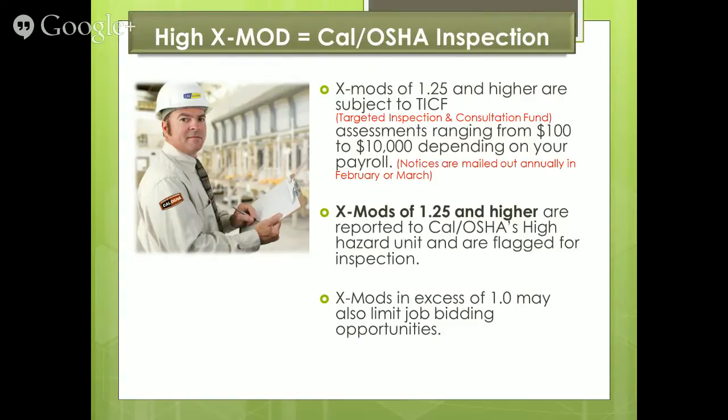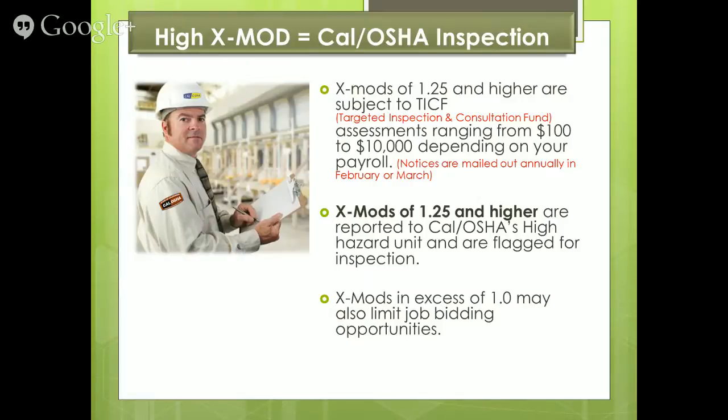So these are basically a fine that is assessed through Cal OSHA that you're going to be paying over and above your increased workers' compensation rates that you're going to be charged annually. So we're going to get nailed for higher workers' comp rates and a fine from Cal OSHA. That's correct. All right. XMod rates of 1.25, that magic number and higher, are reported to Cal OSHA's high hazard unit and are flagged for inspection.